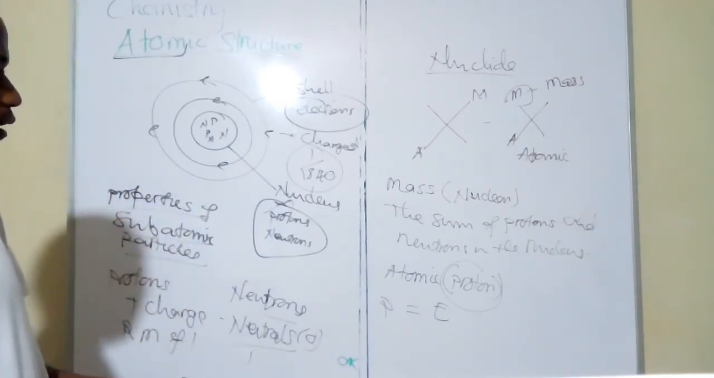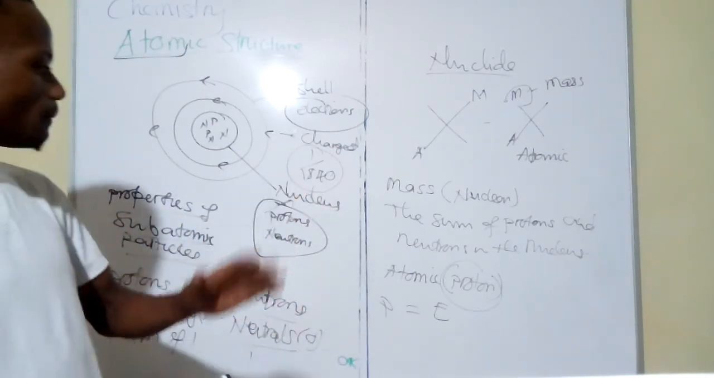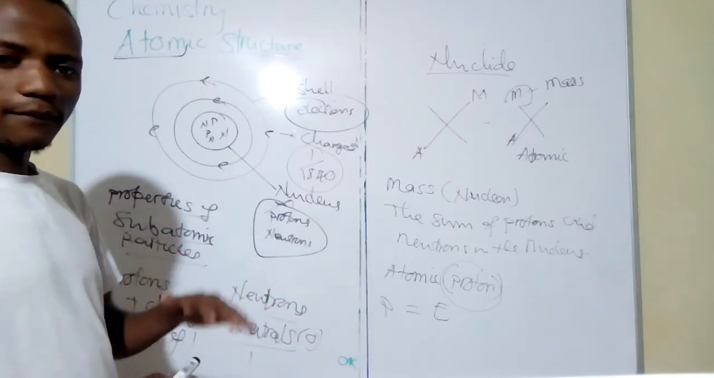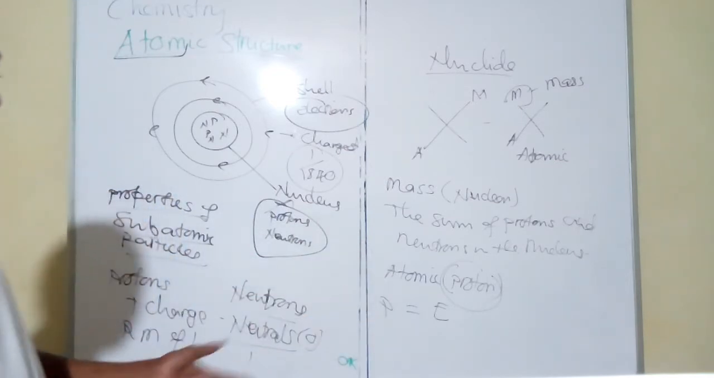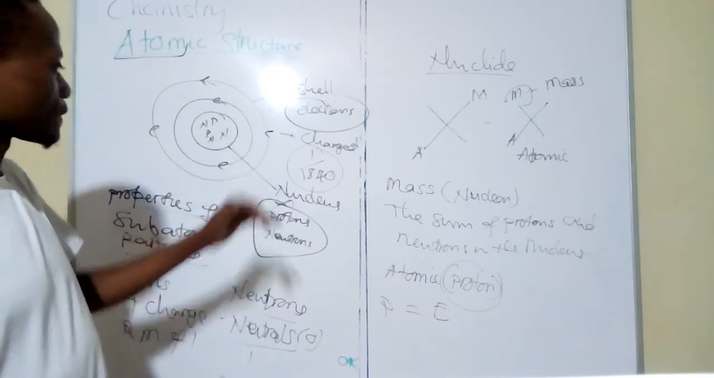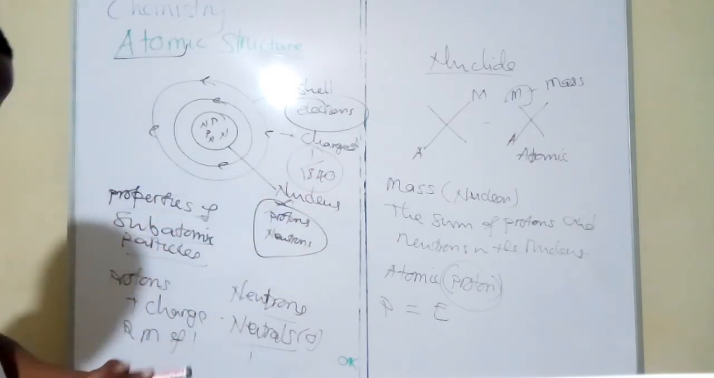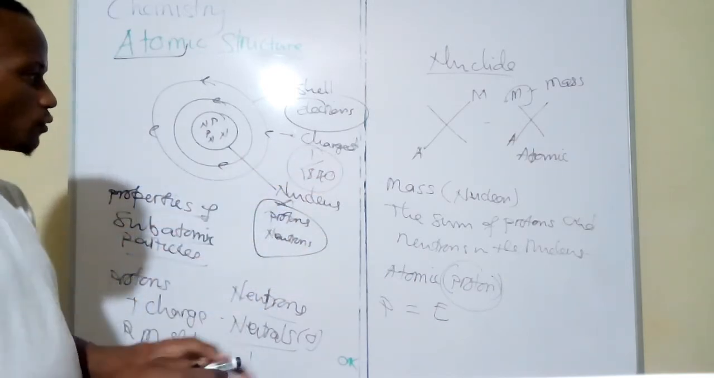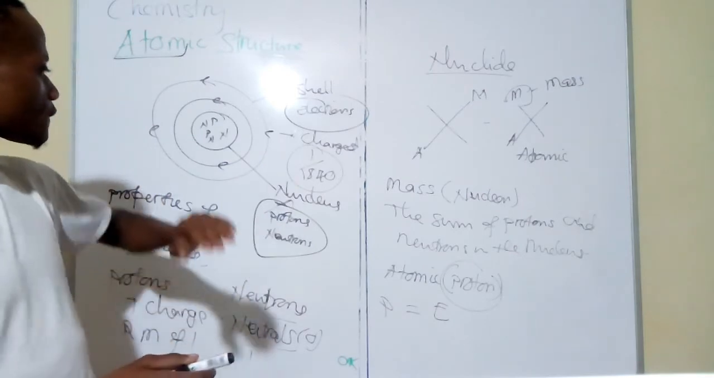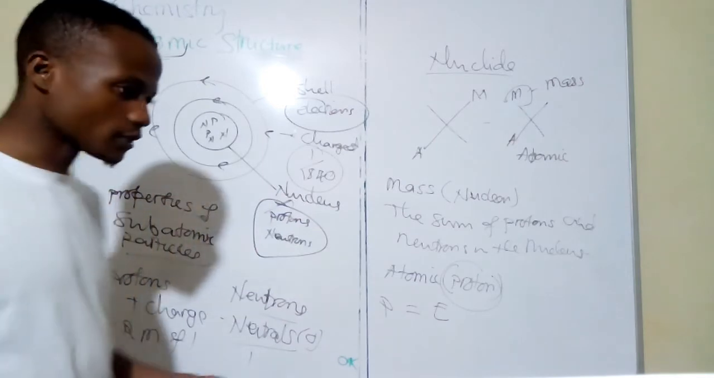Okay. Now that we have known the mass number, also called the nucleon number, the atomic number, also called the proton number, and the subatomic particles, the protons, neutrons, and electrons, where they are found, and their properties, we can do the other part, where we should be able to calculate the number of neutrons, the number of protons, and the number of electrons in an atom of an element.